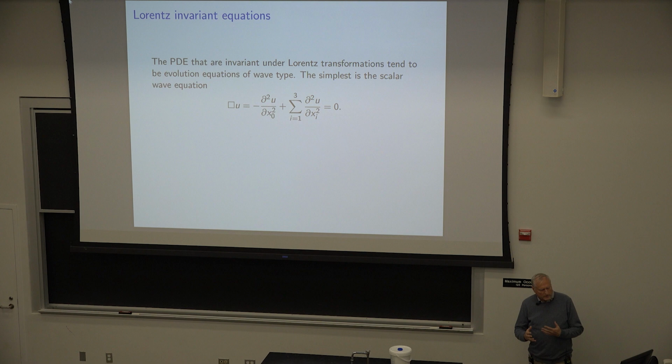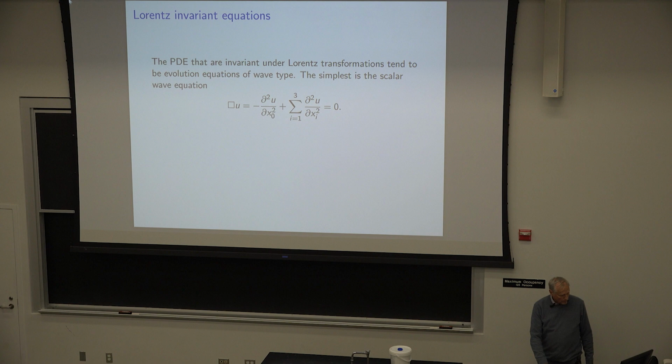And so the kinds of equations that are invariant under the Lorentz or the Poincaré group are equations which are generally of wave type. The simplest one is the scalar wave equation, which I've written down there. It describes a vibrating three-dimensional membrane, or there are various versions of the wave equation. That equation, because it's defined in terms of the Lorentz inner product, you can write it as eta^{ij} u_{ij}, it's invariant under Lorentz transformations. So if I take a solution u and compose it with a Lorentz transformation, I get another solution u of the same equation.